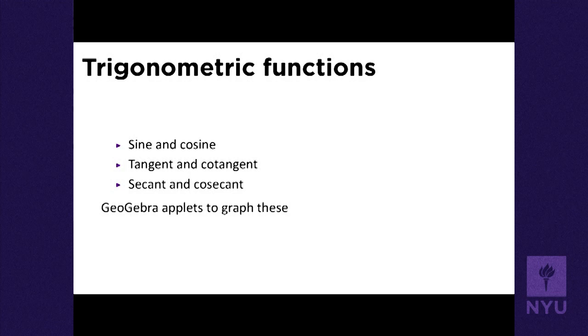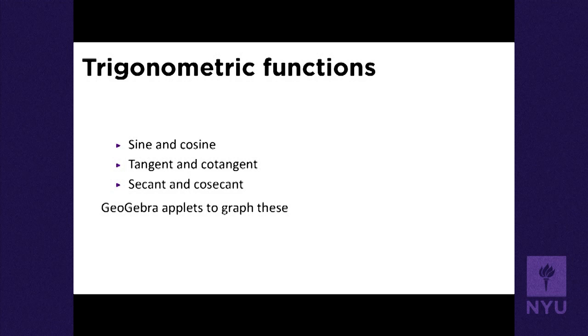Okay, secant is 1 over sine. No, I got it backwards. Secant is 1 over cosine. Cosecant is 1 over sine. We'll talk more about those functions when we learn to graph them and find their derivatives. Okay, questions about these? Good, okay.